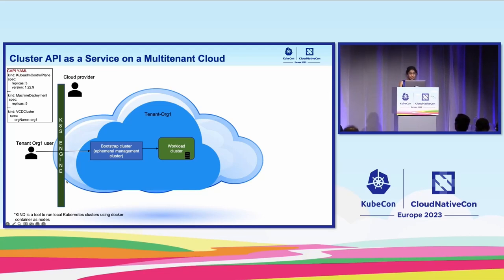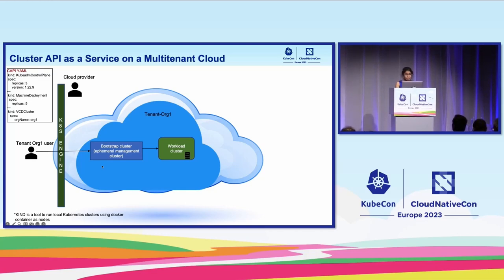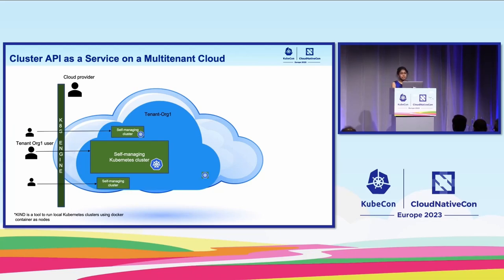this Kubernetes engine. And once we make this workload cluster self-managing, this Kubernetes engine gets rid of the bootstrap cluster. So that's why we called it an ephemeral management cluster. So at this point, we have got the self-managing cluster ready, and that's delivered to the end user. And likewise, other users can request more clusters, and these self-managing clusters are delivered to them in a self-service manner.